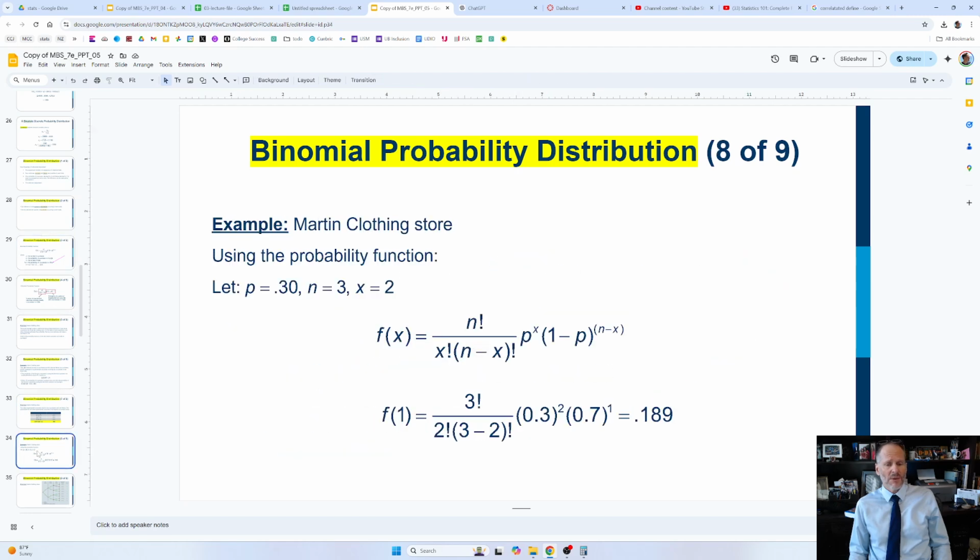And if we calculate the probability using this formula, we also get 0.189. And that's where we have the number of trials, n factorial, 3 factorial. We have the number of successes, 2 factorial. We have the number of trials minus the number of successes, 3 minus 2 factorial. And then we have 0.3, the probability, squared. And then we have 1 minus p, which would be 0.7, to the power of n minus x.